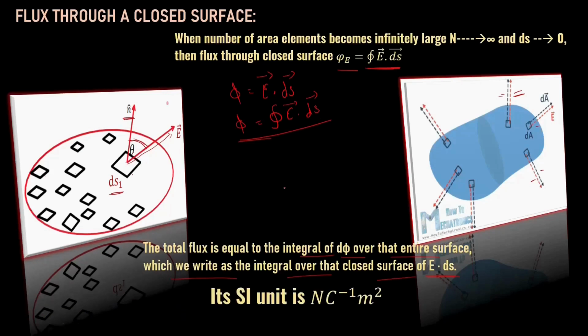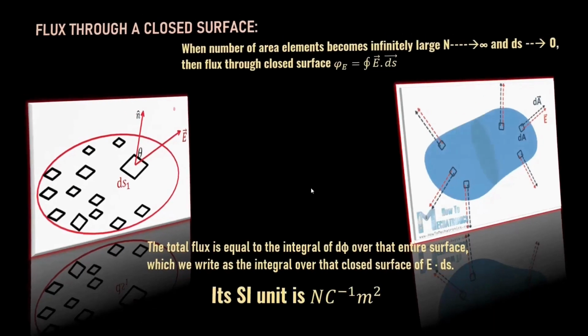And the SI unit of flux will be Newton per Coulomb meter square. How have we got this? We know that flux is the product of electric field and the area. So electric field is represented by Newton per Coulomb and area is represented by meter square. So the SI unit of the electric flux will be Newton per Coulomb meter square, and it will be a scalar quantity. It is a dot product of two vectors, so it will be a scalar quantity.